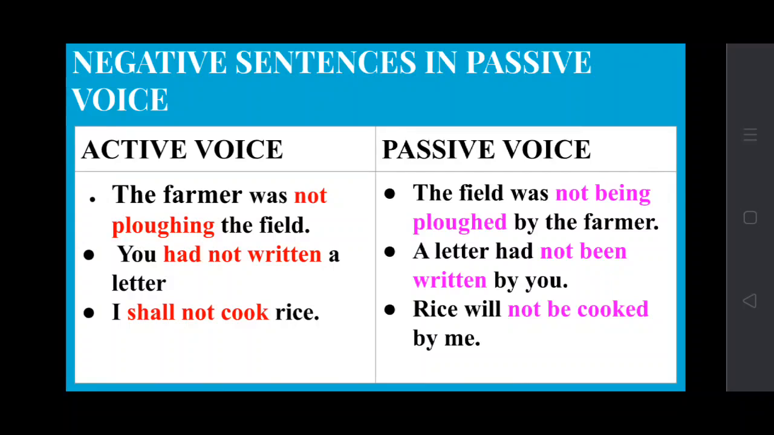Same way, let's see the past perfect tense. You had not written a letter. So it will be changed as a letter had not been written by you. So first had will come, then not, and then been, and the third form. I shall not cook rice. So it will be written as rice will not be cooked by me.